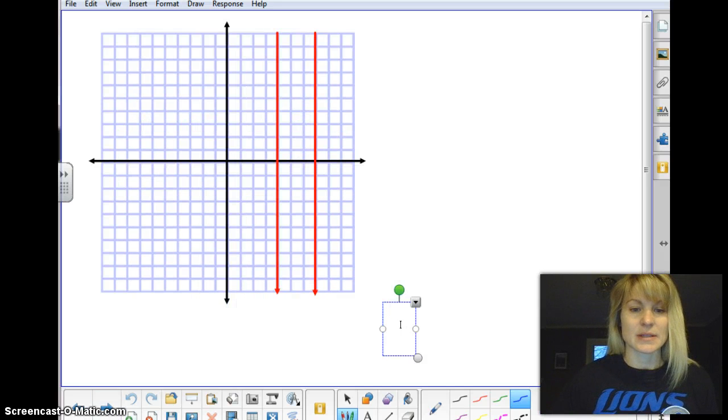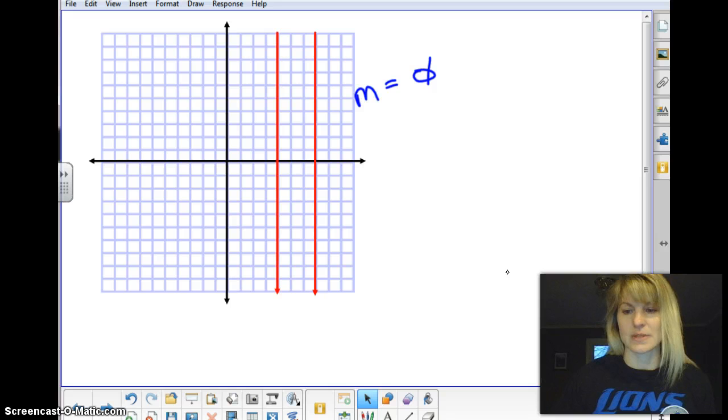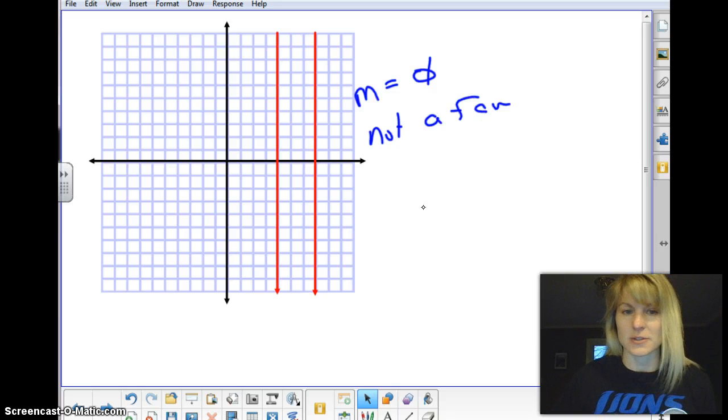The opposite is here we have two parallel lines, but if we were to do the vertical line test, it wouldn't pass it because it's going through every point. So here we have to know that our slope is undefined, okay? There is no slope. It's not a 0 slope. It has no slope because it's not a function, right? So this is not a function.